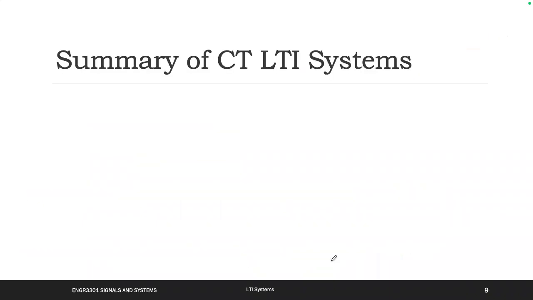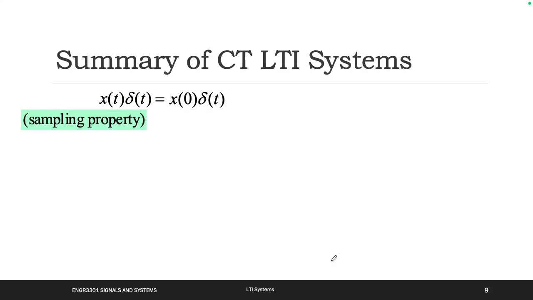Okay, then let's talk about the CT LTI system. Actually, the CT LTI system is very similar to DT. Okay, what's the result for this one? Yeah, x(0) delta t, am I right? And we call it the sampling property. And then we get this one. What's the result for this one?